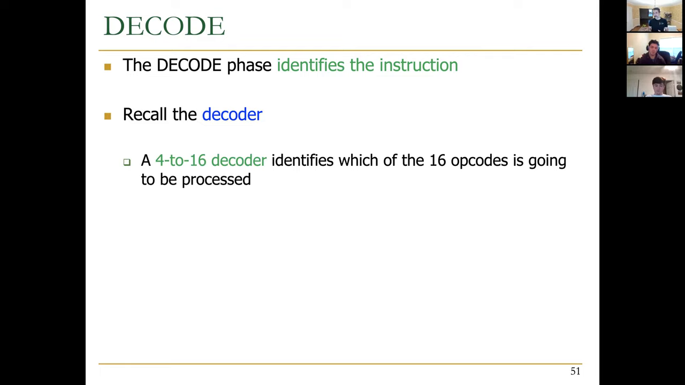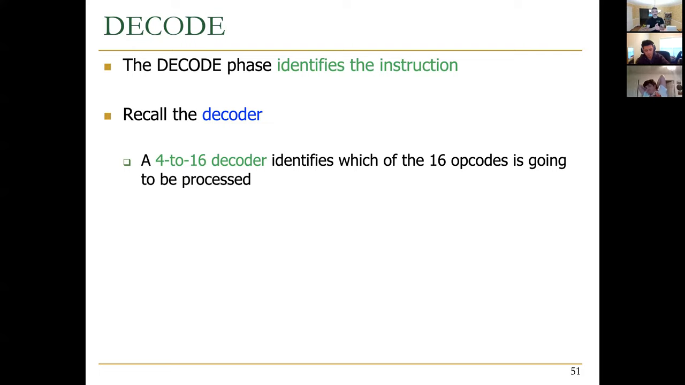And decoding is also a logic gate. I'm sure you are familiar with decoders. In particular, in the case of LC-3, you need a 4 to 16 decoder, meaning that if you remember, for LC-3 you had 4 bits to encode the instruction, and in total you had 16 instructions, right? So a 4 to 16 decoder can identify which operation needs to be executed, right?